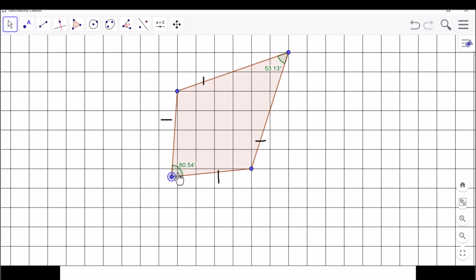But if I pull this one back like this, see this is a kite. See these opposite angles are no more equal. But if I pull it like this, you see that they are both equal. So take note of this rhombus.